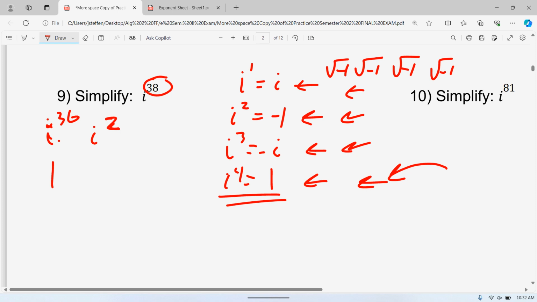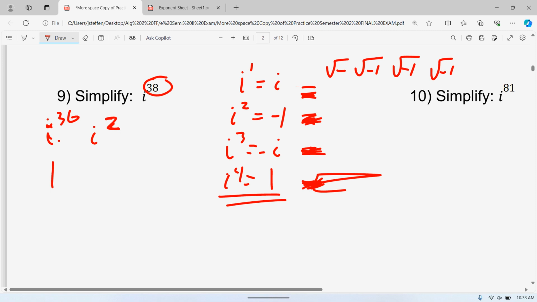Like we were doing earlier with those arrows, you could count 1, 2, 3, 4, up to 36, which is how we loop. I squared we know is negative 1, so that's negative 1. So this is just equal to that, I can reduce.